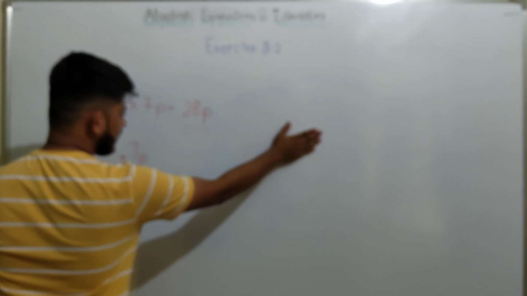Now what is the monomial? I have explained it to you. I'll write it once again. 4p into 7p is equal to 28p. Now this was the second one. There are five sub questions. Now moving towards the third one.